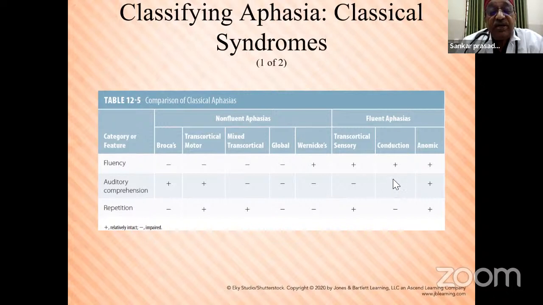Now you see the repetition. In conduction aphasia, repetition is lost, whereas fluency and auditory comprehension are preserved. The problem is in the arcuate fasciculus here.